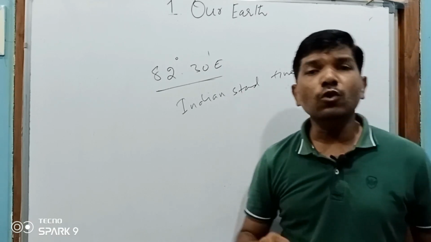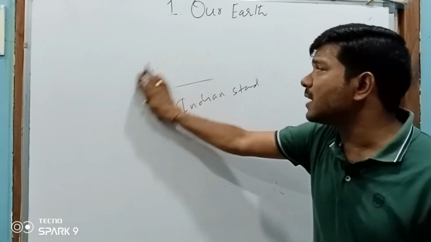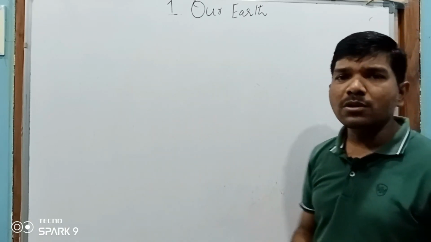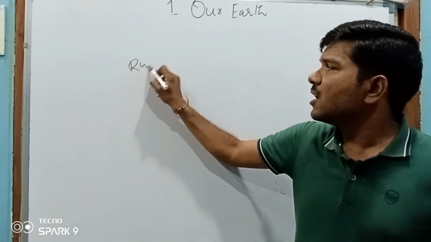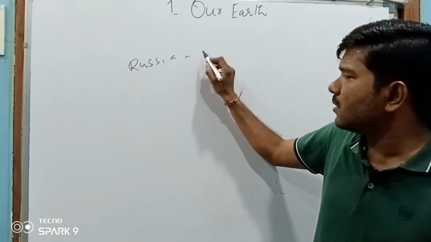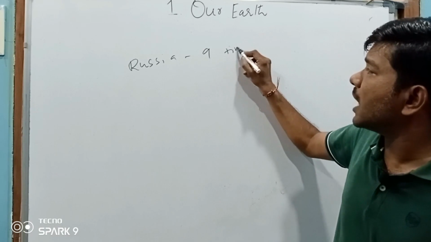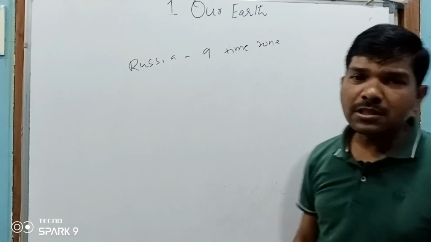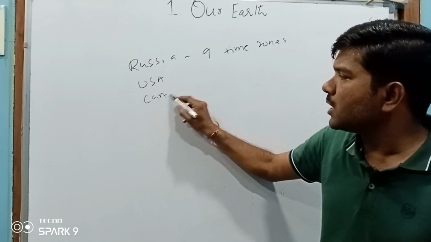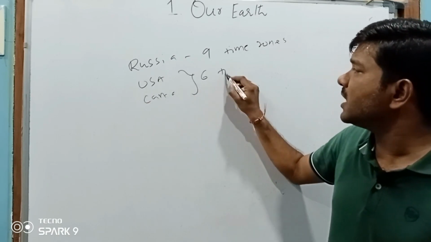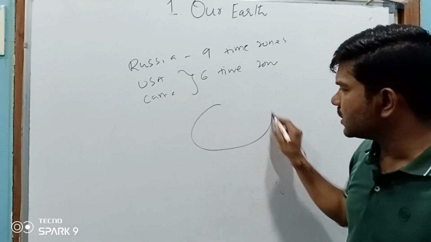So like this, many countries have this. India is a big country, but some countries are larger than India, so they have different time zones. For example, Russia, a very large country, has 9 time zones, the highest. After that, USA and Canada both have 6 time zones. For example, this is USA.